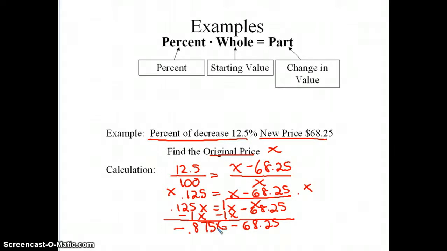Now I divide both sides by negative 0.875. And I end with my final answer. X is equal to $78. So my original price was $78. My new sale price was $68.25, which is a percentage decrease of 12.5%.